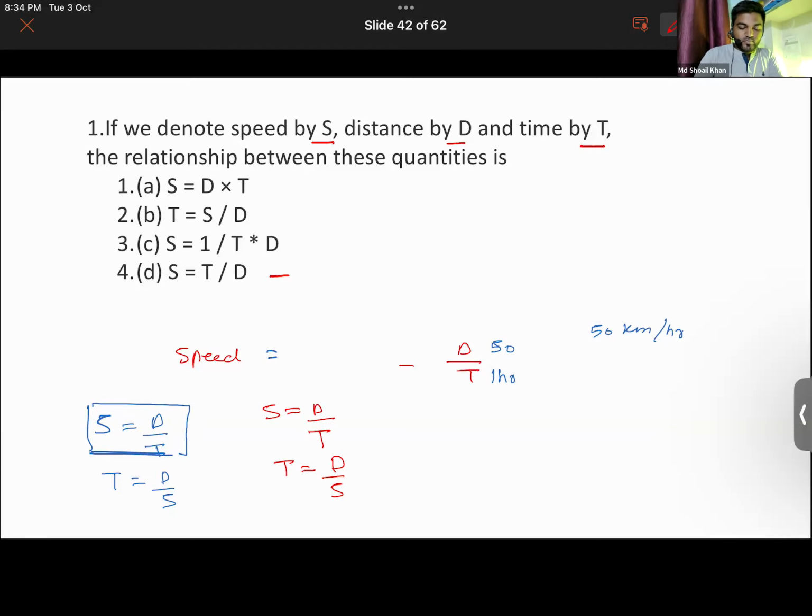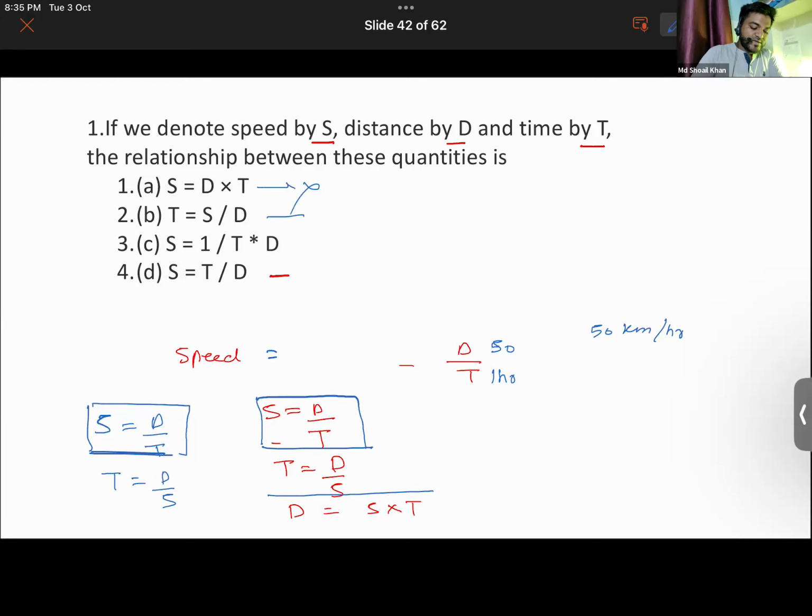Or if we're using the same formula, can I not write this? Distance equals speed multiplied by time. Simply I am transposing the values here. So just remember the basic formula, speed equals distance upon time. So the first option is obviously wrong here.